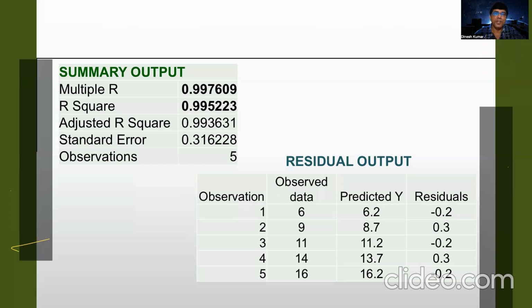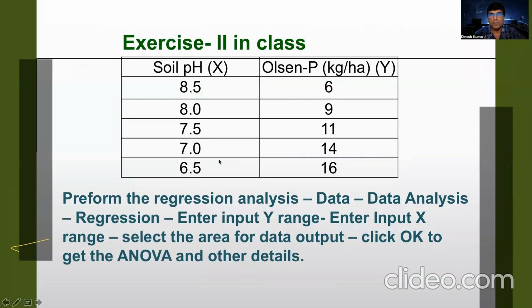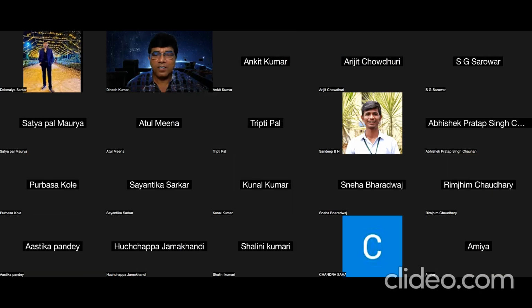In this data, you see soil pH is X, the independent variable, and Olsen P is your dependent variable. Just assume. At 8.5, you have 6. So here pH is decreasing, and here the phosphorus is increasing. So you can have a negative relationship here. So I end this presentation here. And now your questions are welcome.